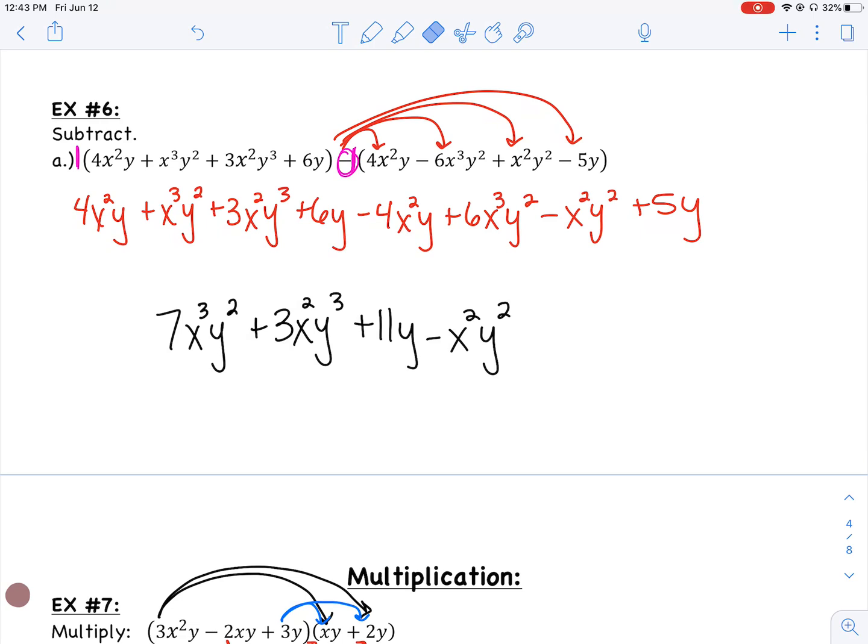Adding and subtracting. In the next video, we're going to talk about what we do when we multiply polynomials with multiple different variables.